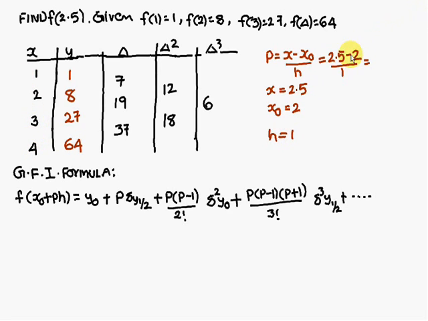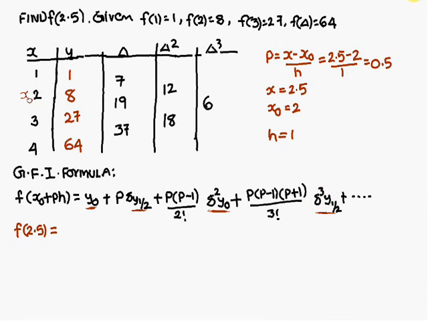Now we have to calculate the p value. P is 2.5 minus 2 by 1, that is, x minus x naught by h. If you do that, the value of p is 0.5. Next, similarly, we have to find f of 2.5. For 2.5, what is the corresponding y value? Before that, you have to find the y naught value, delta y 1 by 2, delta square y naught, and delta cube y 1 by 2 values. You have to get them.